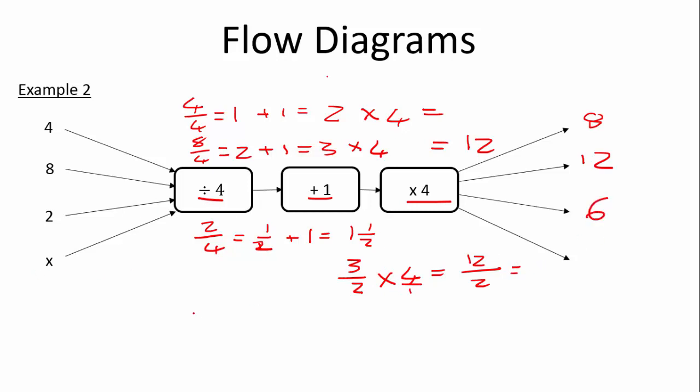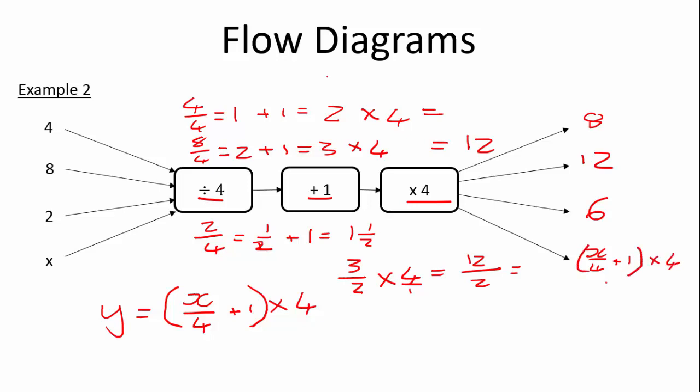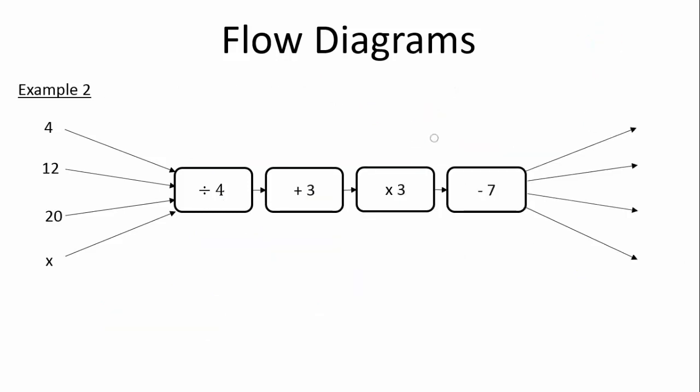And now x. So we're going to say x divided by 4 plus 1, and then times everything by 4. And remember, that is equal to our y. So that is x over 4 plus 1 times everything by 4, and that is equal to y, or this whole side is equal to y, the outcome of the diagram. Right, let's have a look at another example.